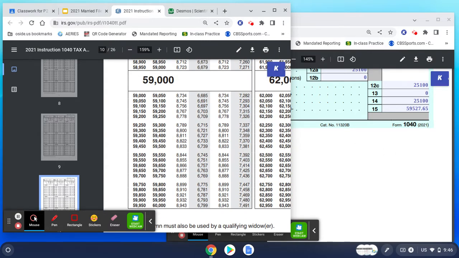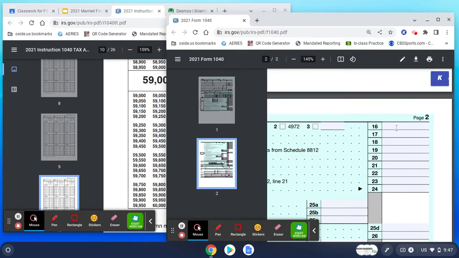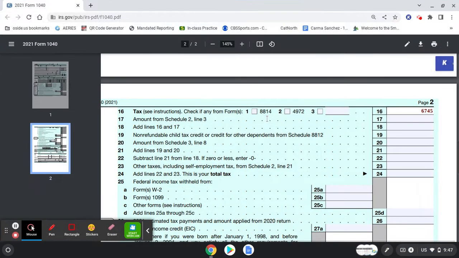59,527. What number do you see in the right row in the right column? Did you get this? 67.45 it is. So that's the tax amount we just looked up on the tax table, and it goes right here to start off our next page. Next, amount from Schedule 2. Nope, no other schedules. Add those lines together.